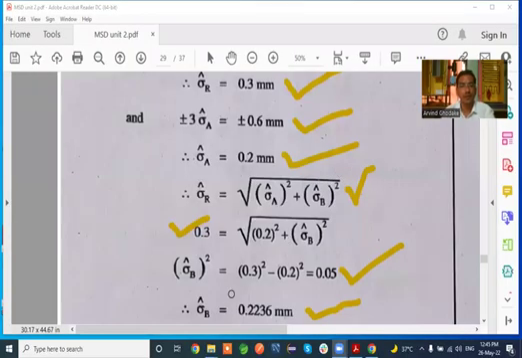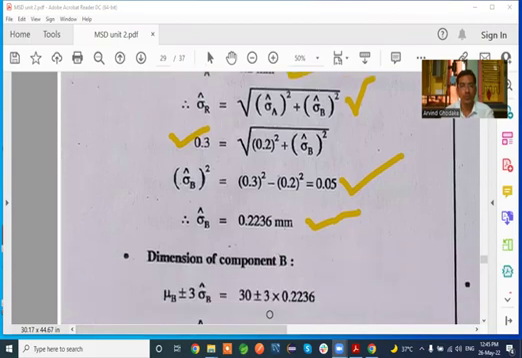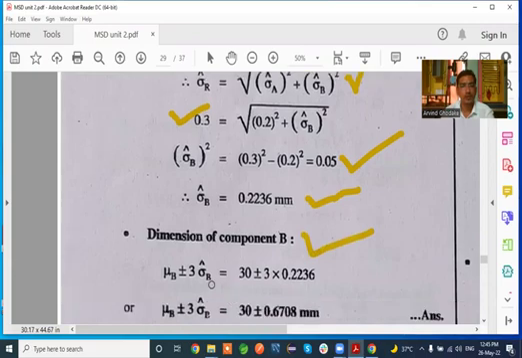So the standard deviation for component B is calculated by using the formula of the resultant standard deviation. So here, by putting the value of sigma R and sigma A, we will get the standard deviation for component B equal to 0.2236.